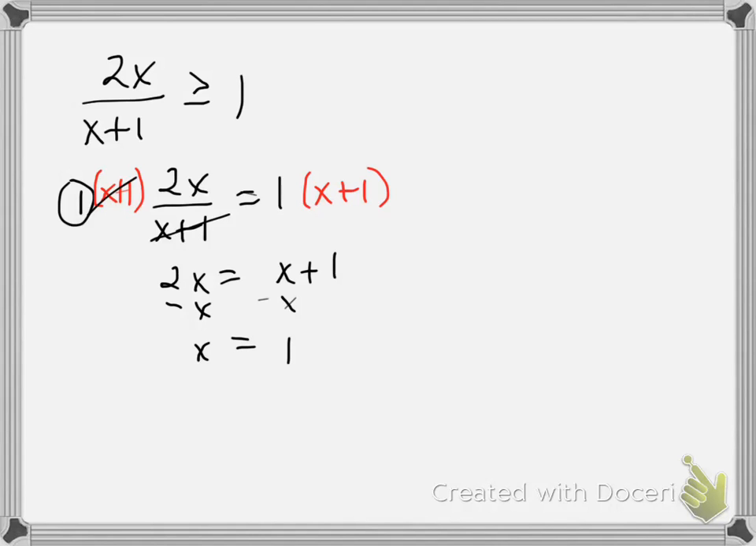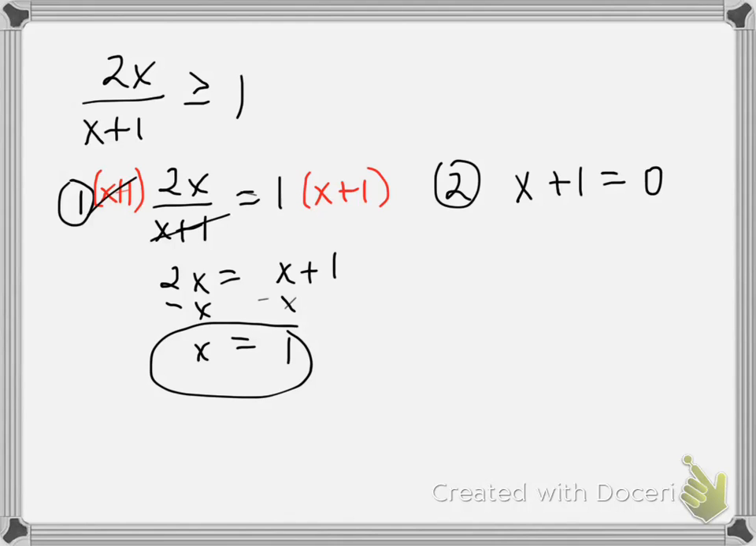So this is one of my boundary points. My other boundary point is going to come from taking my denominator and setting it equal to 0. So again, notice all I did was take the denominator, set it equal to 0, and I get x equals -1. Okay, so we have 1 and -1 as our boundary points.